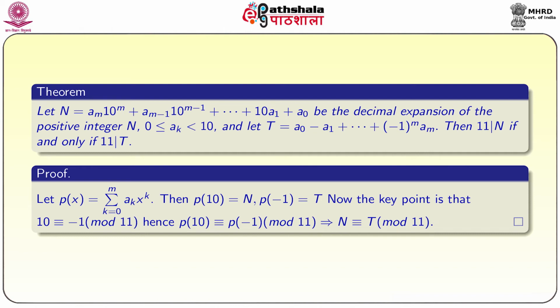This statement is similar to the previous statement, the only difference is there we used 9 divides m if and only if 9 divides s, here 11 divides n if and only if 11 divides t. The proof follows in a similar fashion. Again let P of x be a polynomial summation k equal to 0 to m a_k x^k. Then P of 10 is equal to n and P of minus 1 is equal to t, which is easy to see. Now, the key point is that 10 is congruent to minus 1 modulo 11. So, hence P of 10 is congruent to P of minus 1 mod 11, which implies n is congruent to t mod 11.